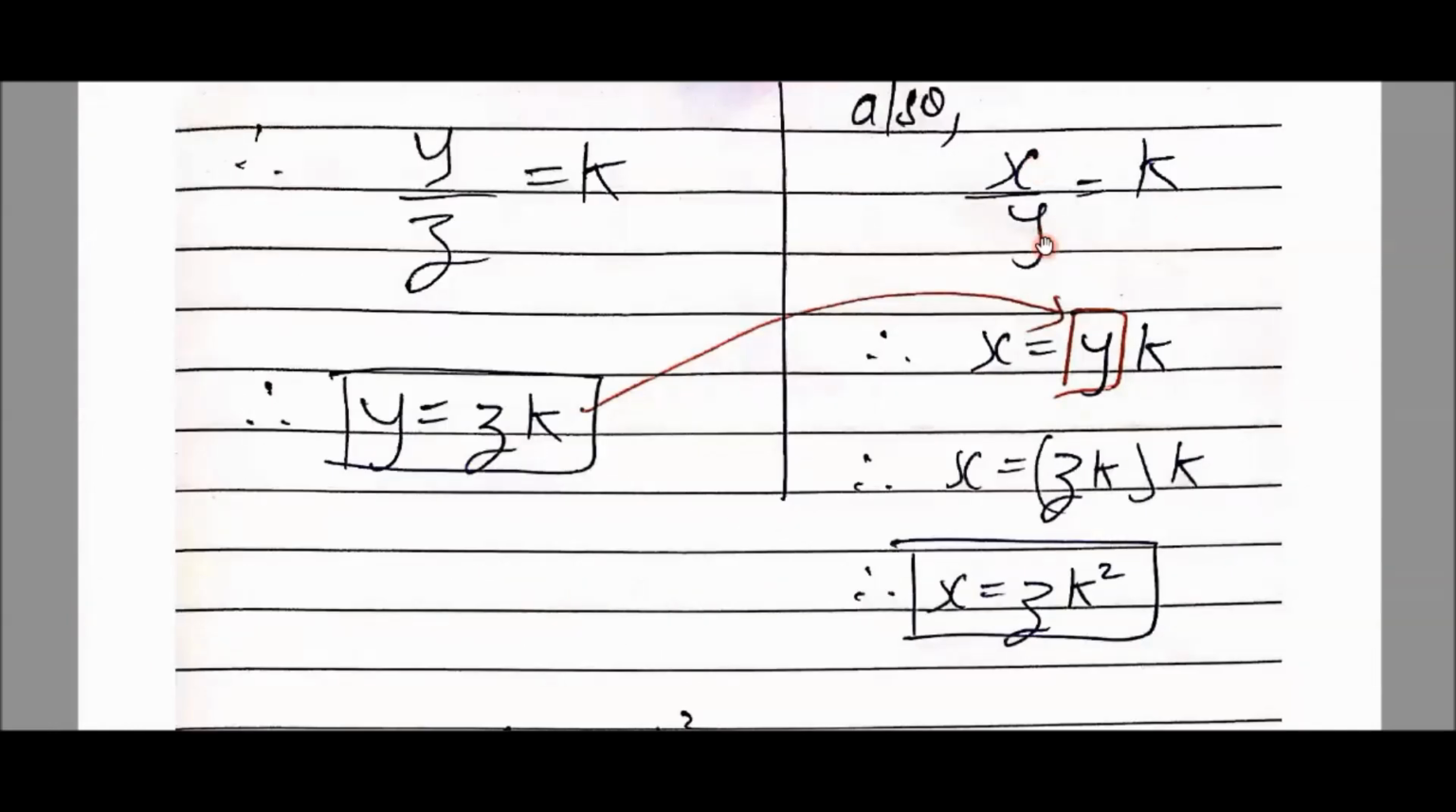See this. x upon y is equal to k. Keeping x above, y will be multiplied with k. So it becomes yk. And fortunately, as always, we have the value of y because we had started in the reverse direction. What was the value of y? zk. Substituting the value of y as zk in this. So y ki jagah zk, and here k as it is. So zk into k becomes zk square. So we got the value of y, which is zk. We got the value of x, which is zk square. Of course, I don't have the value of z.